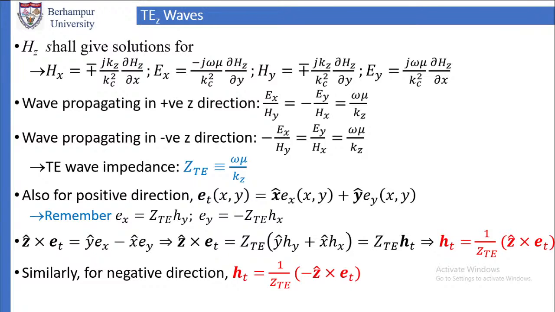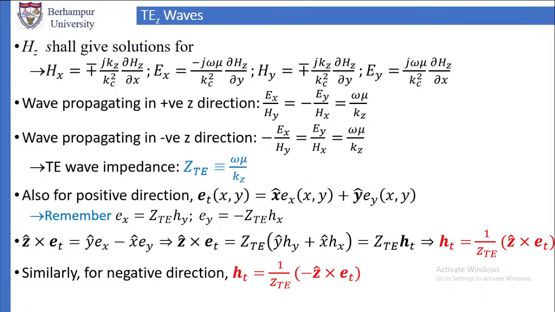Now Hx is ∂Hz/∂x into minus plus jkz by kc square. Ex is equal to minus j omega mu by kc square ∂Hz/∂y. Then Hy is equal to minus plus jkz by kc square ∂Hz/∂y. Remember that Hx and Hy are ∂Hz/∂x or ∂Hz/∂y, and their constant is minus plus jkz by kc square.